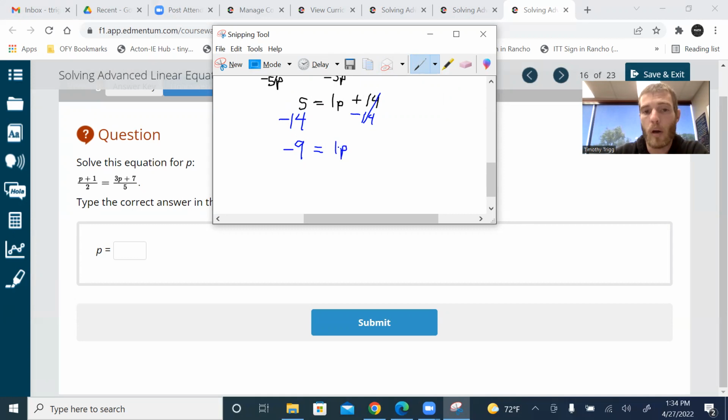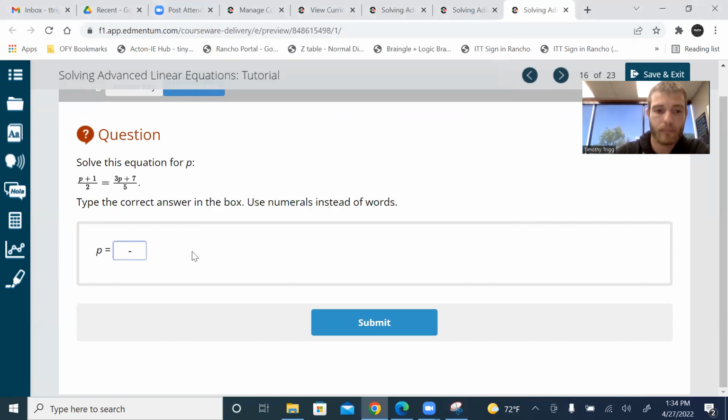Now, notice I'm writing 1p. Some of you are probably already telling me that the 1 is not necessary. When you have a 1 right in front of a variable, that's 1 times the variable. Well, multiplying by 1 doesn't do anything, so you don't need that 1 there. So p equals -9. And there you go. Good.